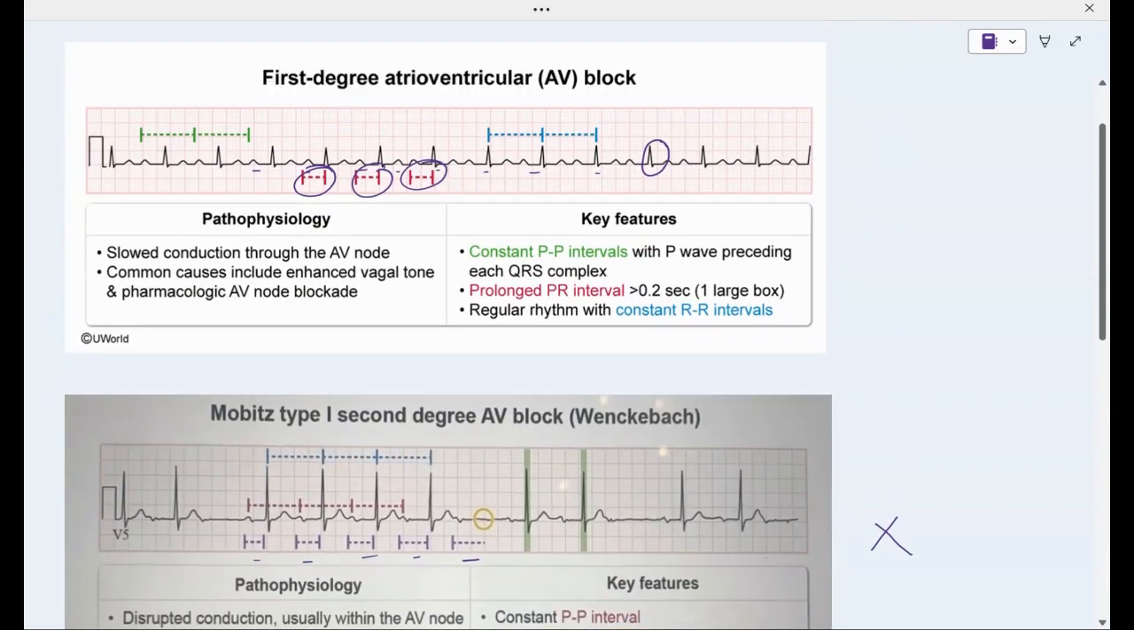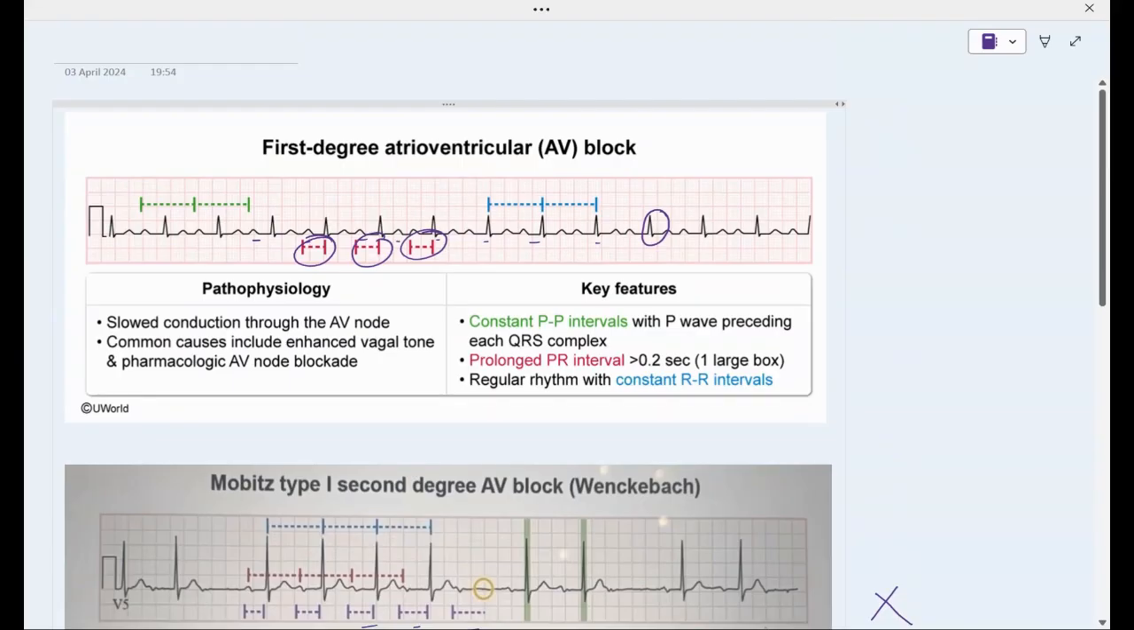If not, that means everything is regular. The P wave is always followed by a QRS. QRSs are narrow and they are regular. The RR interval is constant, the PP interval, everything is okay. But just one problem is there, that is the PR interval is prolonged, more than 0.2 seconds. Then it is a first degree AV block.